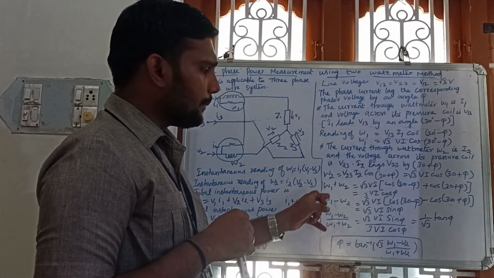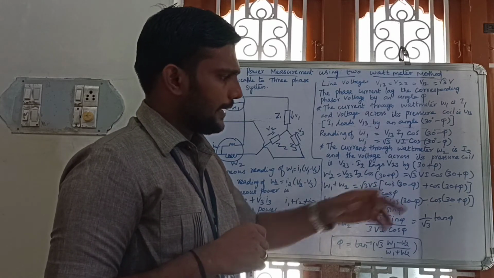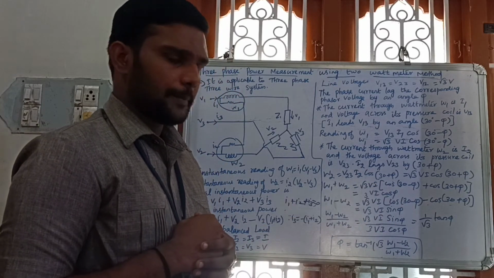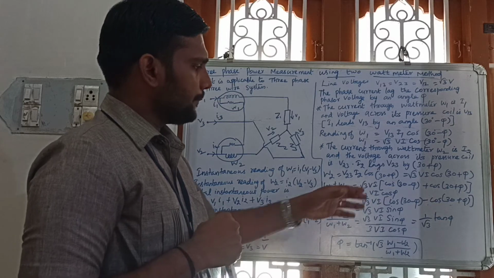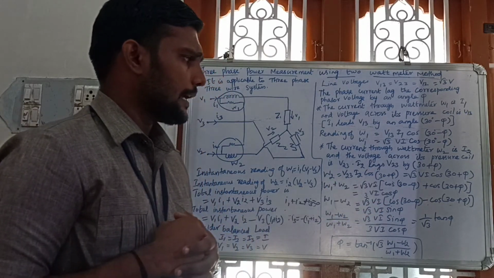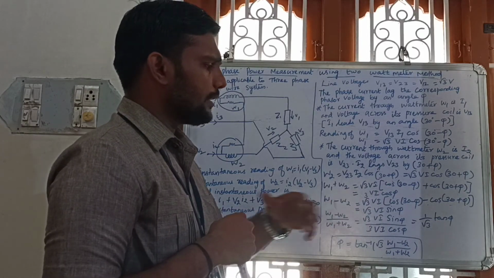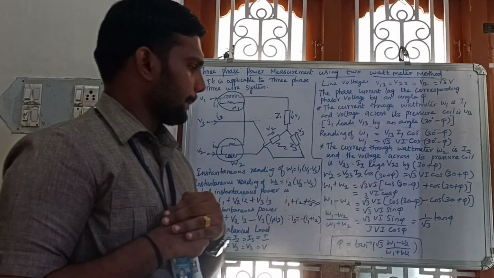Similarly, W1 minus W2 is equal to root 3 V I [cos(30 minus phi) minus cos(30 plus phi)]. Here we can apply the cos(A minus B) minus cos(A plus B) formula. So here you will get root 3 V I sin phi.